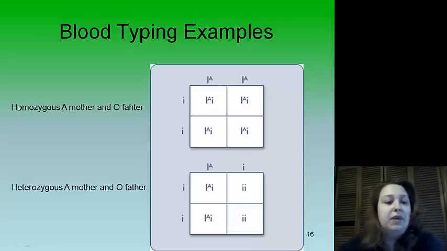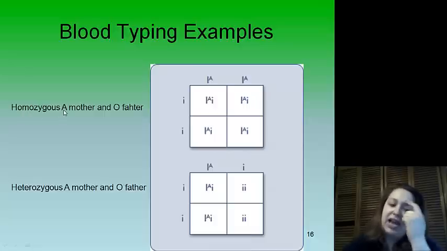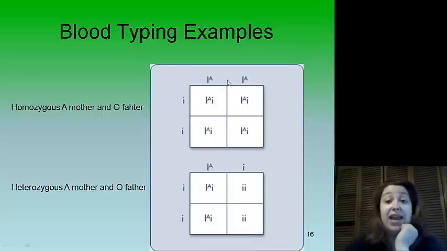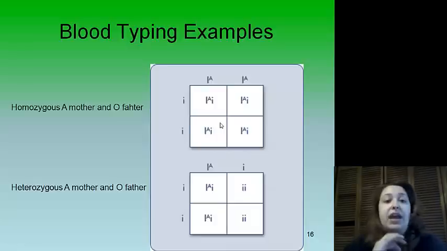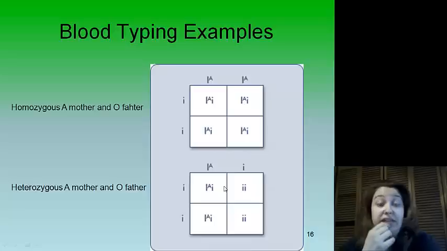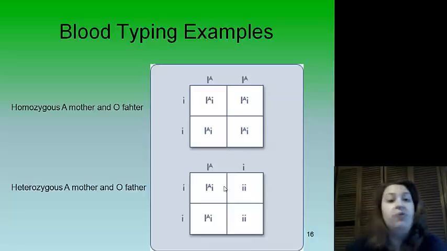Some more examples. A homozygous mother. Well, homo is going to mean the same, and she's type A, so that means we have a big IA and a big IA. And the father is type O, which is little i, little i. Means their child is going to be 100% heterozygous type A. That's big IA, little i. A heterozygous mother, big IA, little i, with an O father, little i, means that their child could be 50% heterozygous A or 50% O.